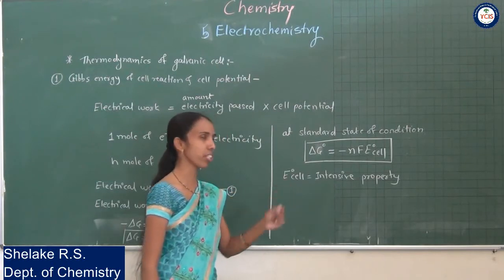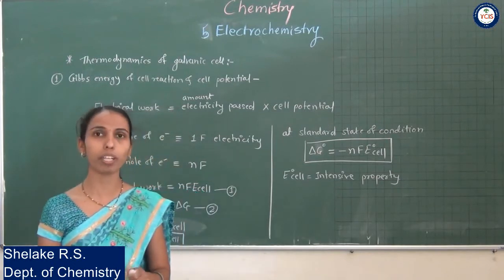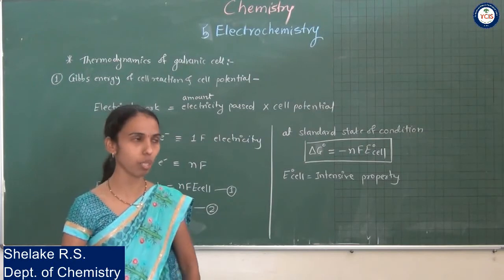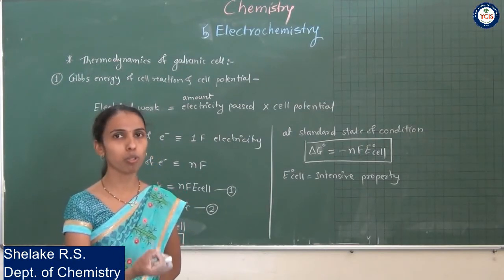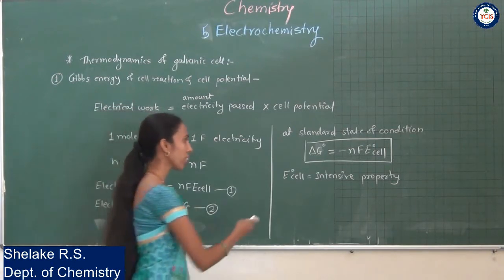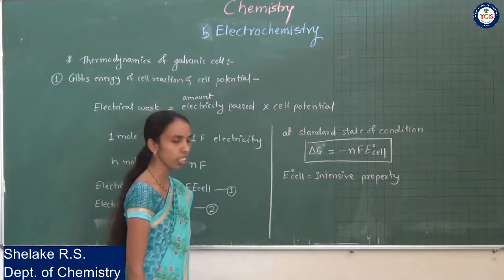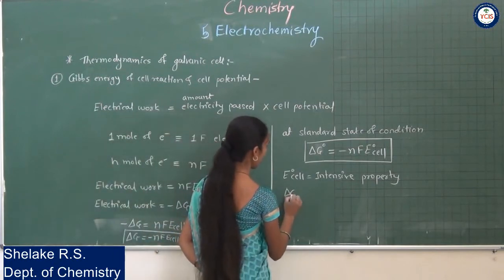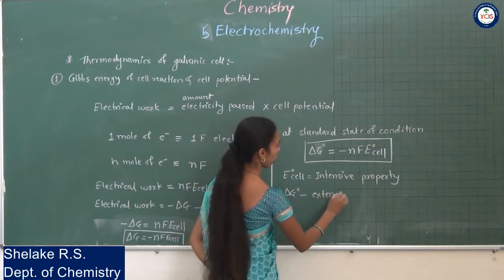Now in this equation, the standard cell potential is an intensive property, means it does not depend on the amount of substance, or you can say the amount of matter present in the system. Or here we can take the reaction, so you can say the amount of matter present in the cell reaction. Okay. Now why does this happen? E0 cell is an intensive property. For that, see here that delta G0. Okay. See here delta G0 is an extensive property. Opposite to the intensive.